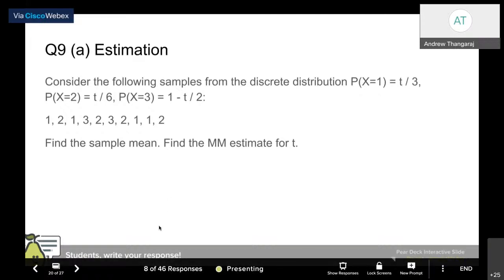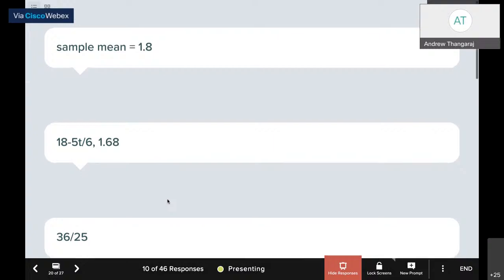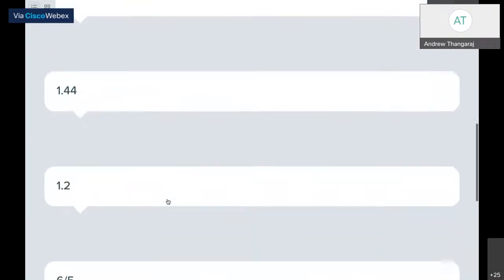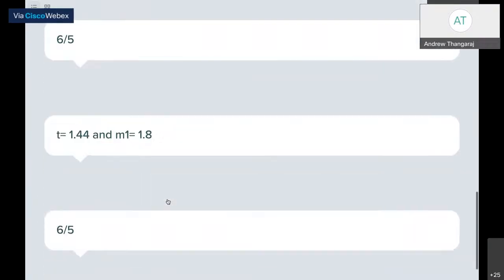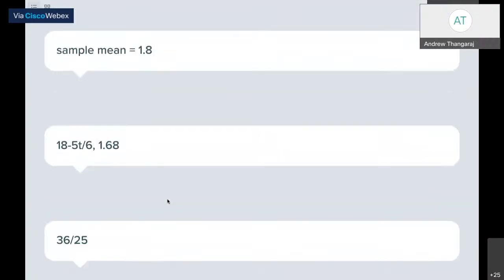Okay, so there are about 8 responses. Hope no one complains about the use of a calculator for such problems. You should be able to add this up quite quickly, I think. So about 10 people responded. In the interest of time, let me just go through and see. 1.8, 18 minus 5t by 6, 1.68, 6 by 25, 0.96, 1.44, 1.255. Wow, 6 by 5 seems to be a popular answer.